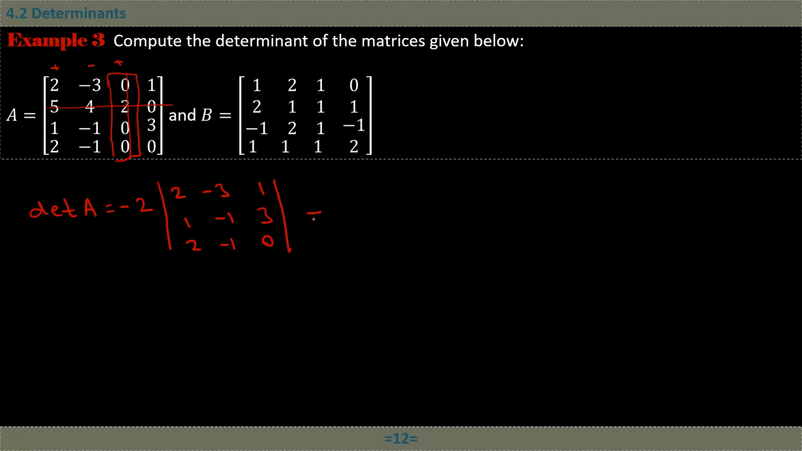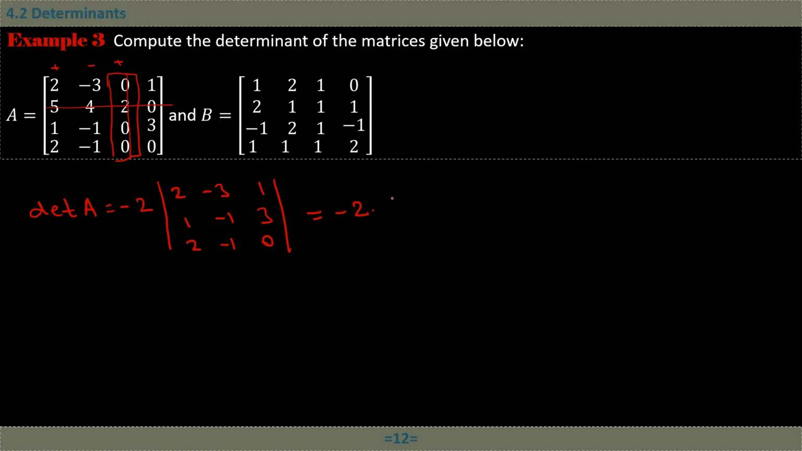Now, equals negative 2 times. As you see here we have 0. Again, I can just compute the determinant of this matrix by cofactor expansion along the third column or third row. Which one is easy for you? Let's just use the third row. This one is plus, minus, plus, so this will be plus.